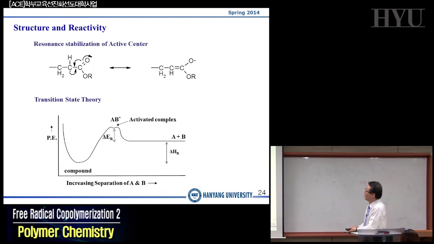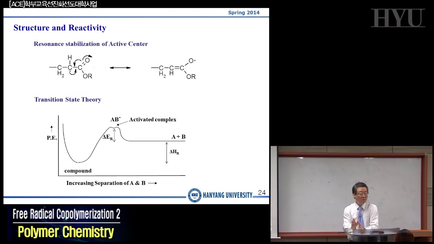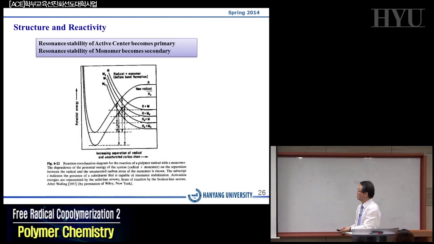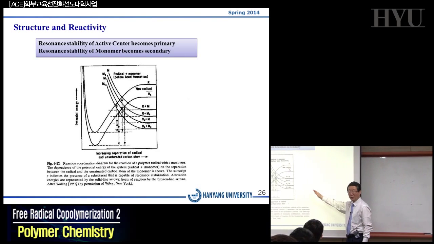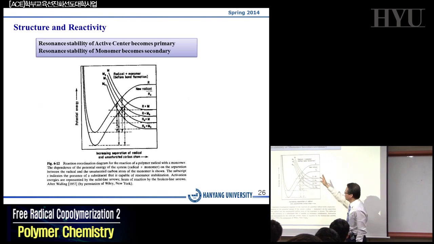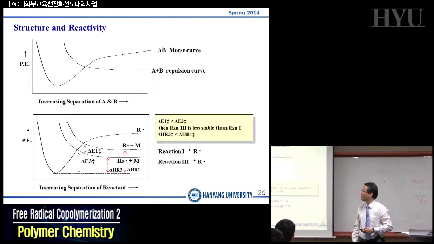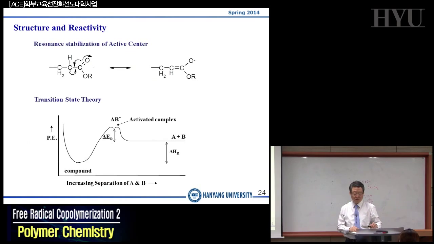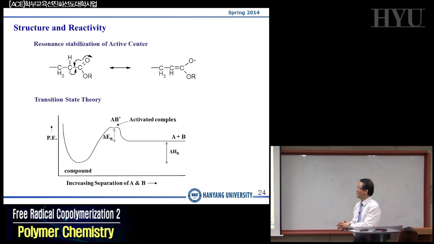Okay, so resonance stabilization could be one of the reasons affecting the monomer reactivity ratio and the radical reactivity ratios. So we will come back to the monomer reactivity and the radical reactivity. The conclusion will be given in this table in your next slide, next 2 slides after. This is quite complicated, so I will go back to the basics of the Lennard-Jones potential.